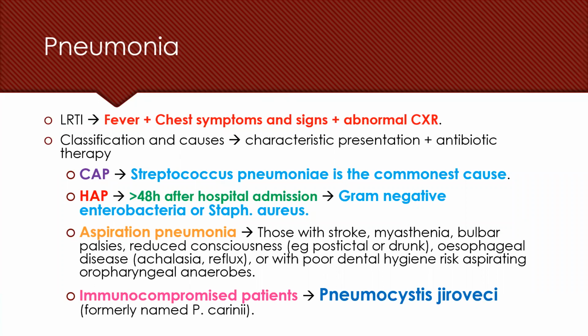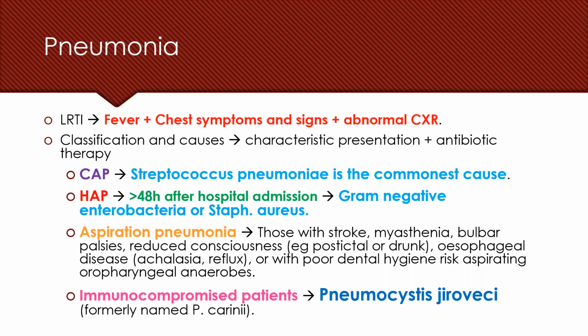Pneumonia is a lower respiratory tract infection that is characterized by three important features. The first one, fever. Secondly, chest symptoms and signs. And again, we have an abnormal chest X-ray. As you can see here, an abnormal chest X-ray is an integral part of the definition of pneumonia. For any patient presenting with chest symptoms and signs to be diagnosed as a case of pneumonia, he should have fever and should have an abnormal chest X-ray.